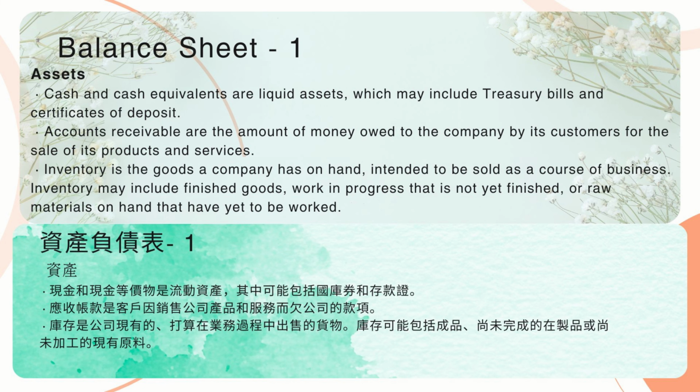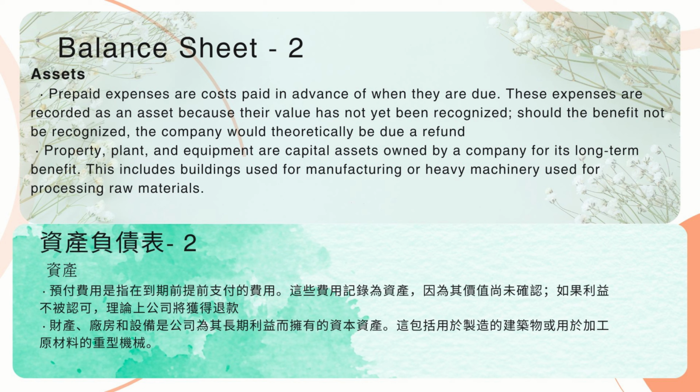Inventory is the goods a company has on hand, intended to be sold in the course of business. Inventory may include finished goods, work in progress that is not yet finished, or raw materials on hand that have yet to be worked. Prepaid expenses are costs paid in advance of when they are due. These expenses are recorded as an asset because their value has not yet been recognized. Should the benefit not be recognized, the company would theoretically be due a refund.